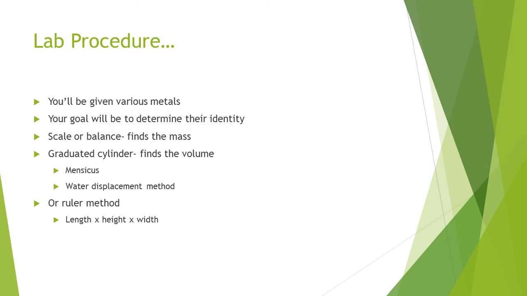In the lab, you're going to be given several different metals, and I'm going to ask you to tell me what kind of metals I just gave you. You're going to be using a scale or a balance to find the mass. Then you're going to be using either a graduated cylinder to find the volume or the ruler method. I'm going to tell you how to do both of them.